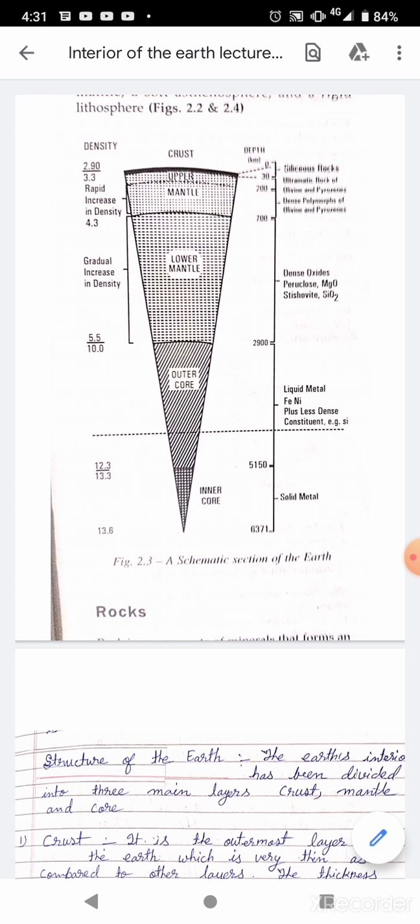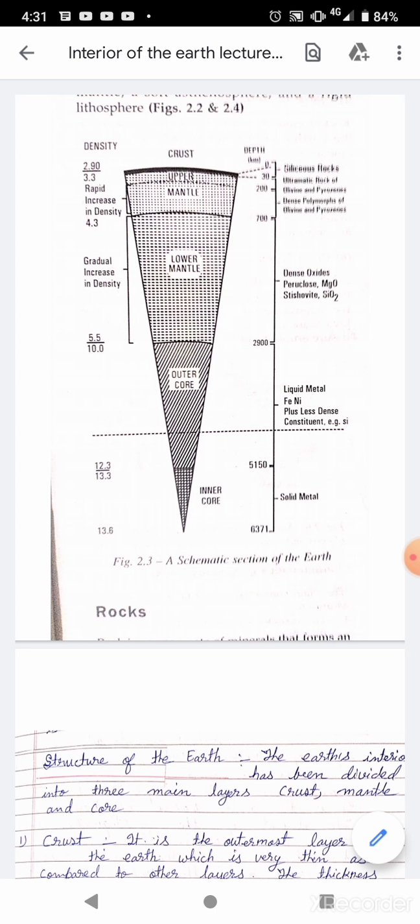So today I am going to discuss with you the structure of the Earth. You can see it very well in this diagram before you. In the diagram you can see the crust and the mantle. The mantle is divided into upper and lower mantle, then the outer core and inner core. What gases are released is also given here.